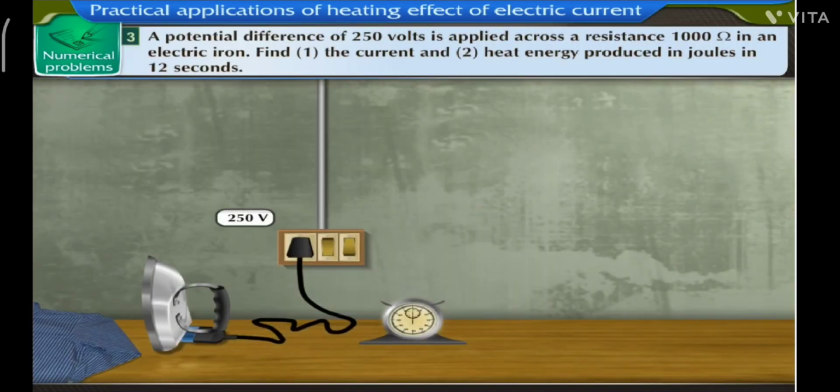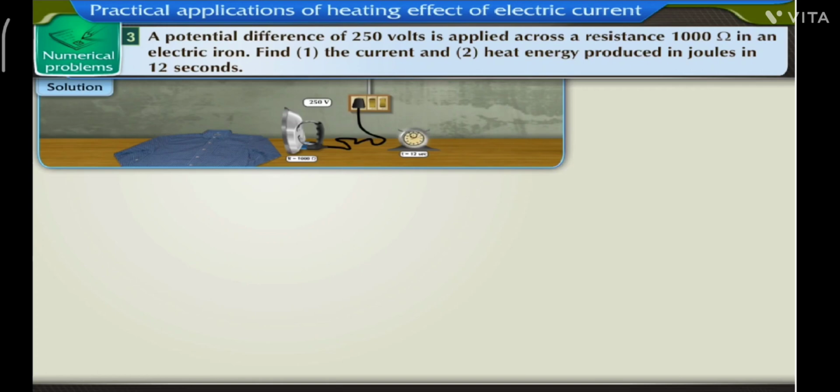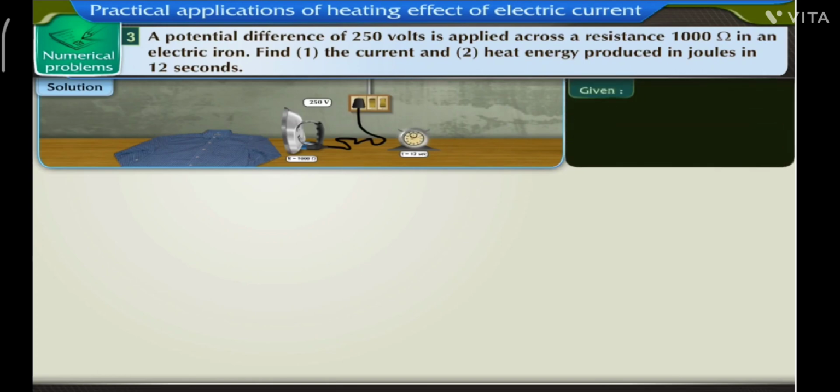3. A potential difference of 250 volts is applied across a resistance of 1000 ohm in an electric iron. Find 1. The current and 2. Heat energy produced in joules in 12 seconds. Solution. Let us first write the given data. Given potential difference V is equal to 250 volt. Resistance of the iron R is equal to 1000 ohm. Time interval T is equal to 12 seconds.